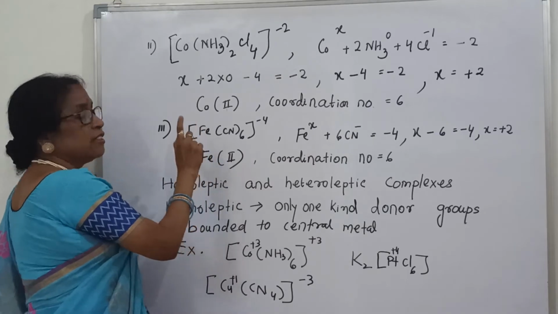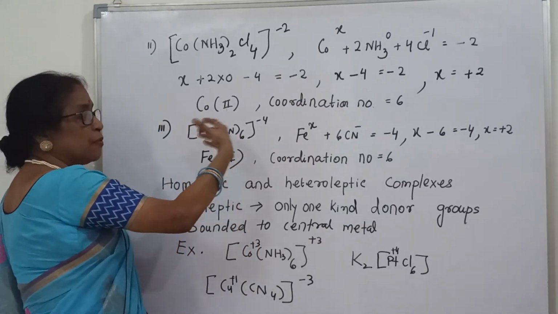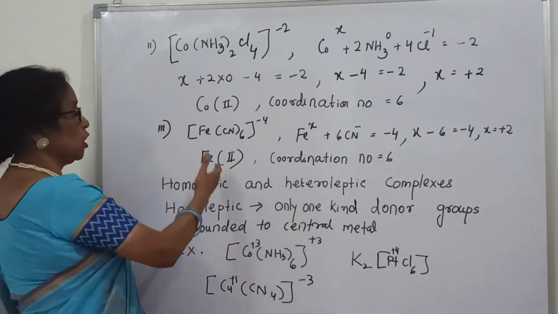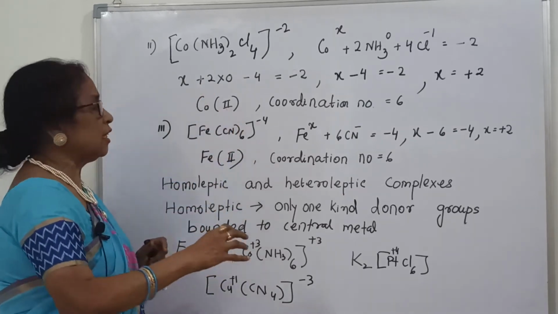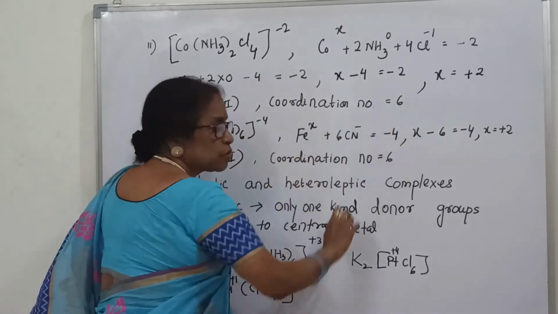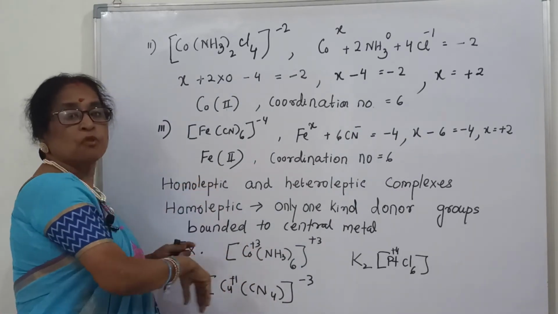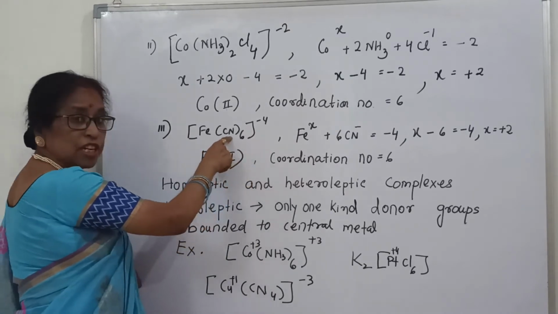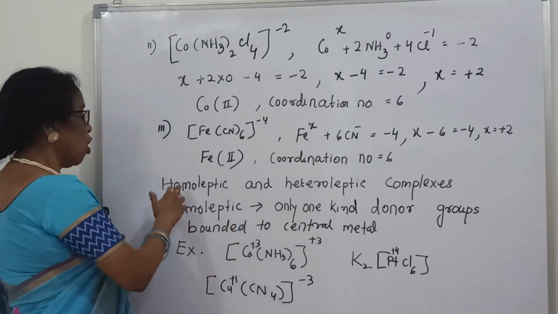So this is the oxidation number. If the question is what is the oxidation number of Fe in this complex ion, then you should write plus 2. How can you represent this one? This is the representation. What is the coordination number? You count the number of ligands. It is a unidentate ligand 6 times, so the coordination number is 6.